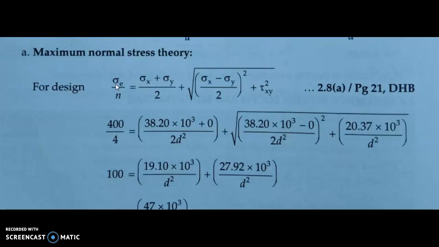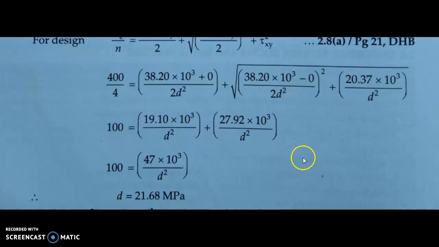Here the value of factor of safety is given. The factor of safety is substituted in the yield strength, that is sigma E divided by N. Then all other parameters: sigma x we already know, and sigma y is equal to 0. Then tau xy we already calculated. Then if we substitute all the values in this equation, the only one unknown parameter is d square. So we can use our calculator and find the value of d from this equation. That value will become 21.68 megapascal.